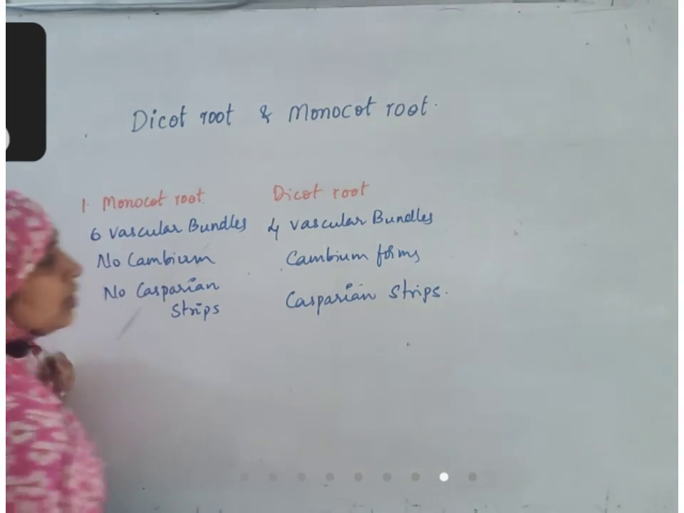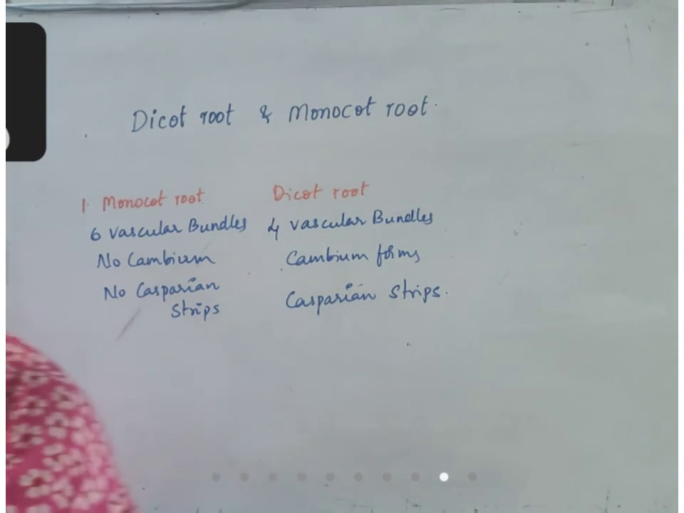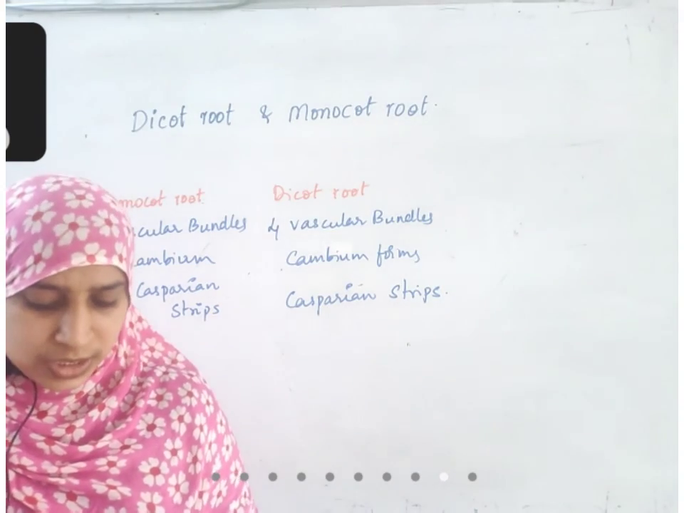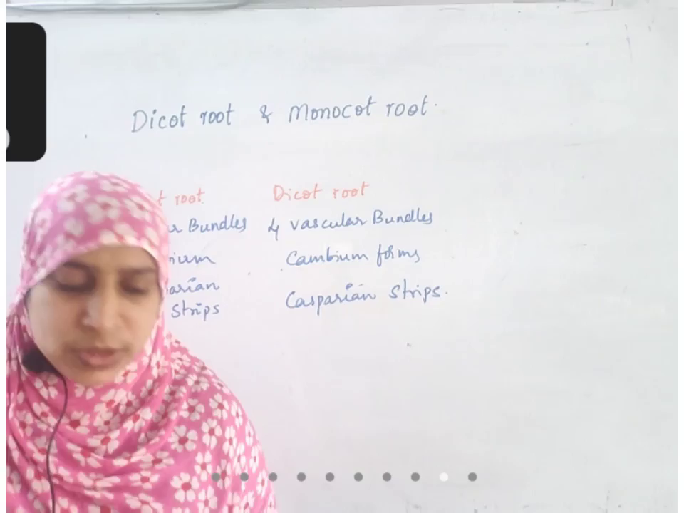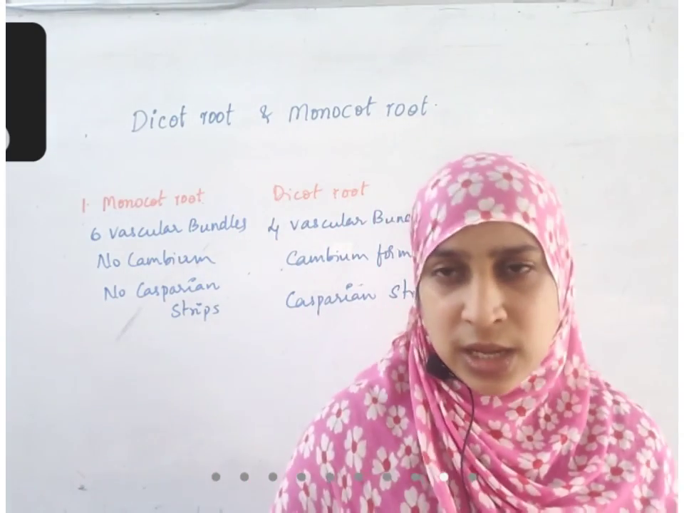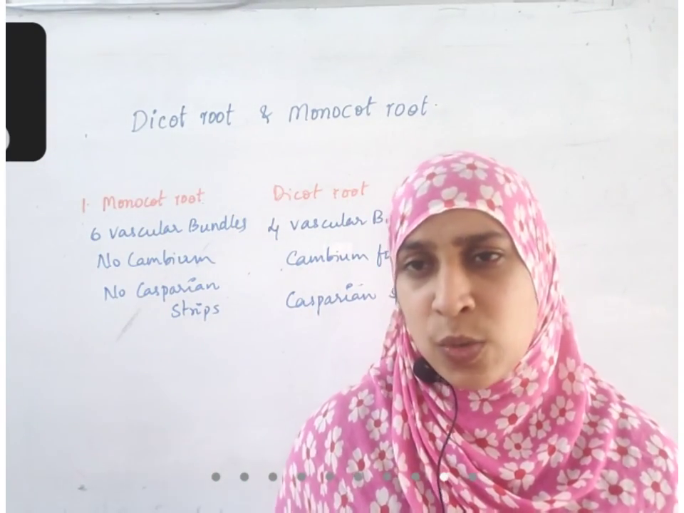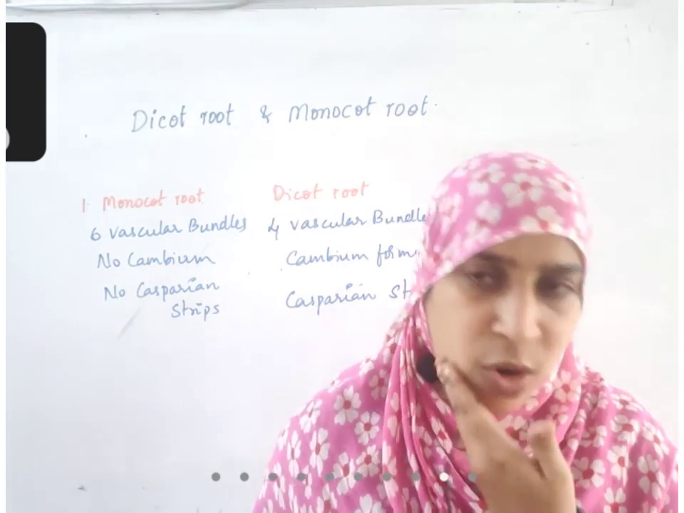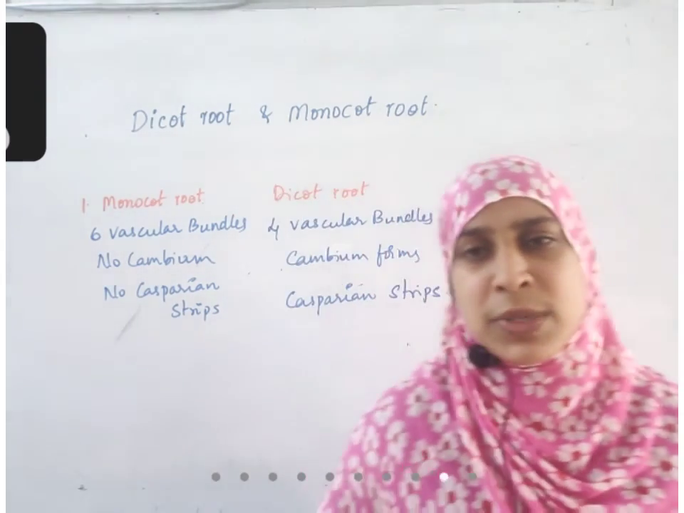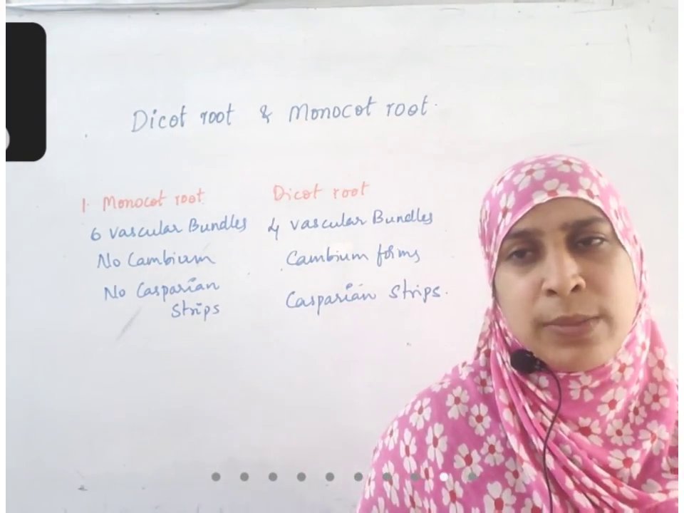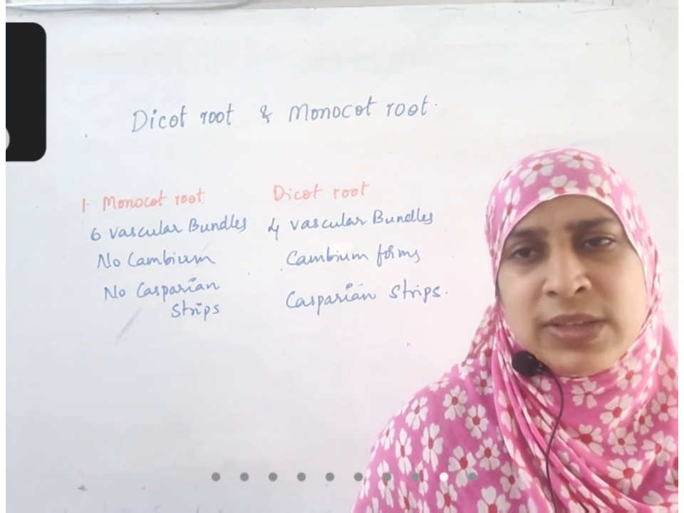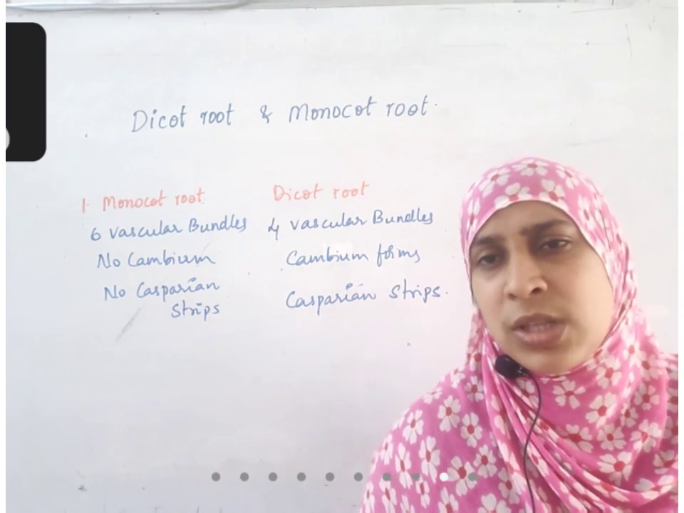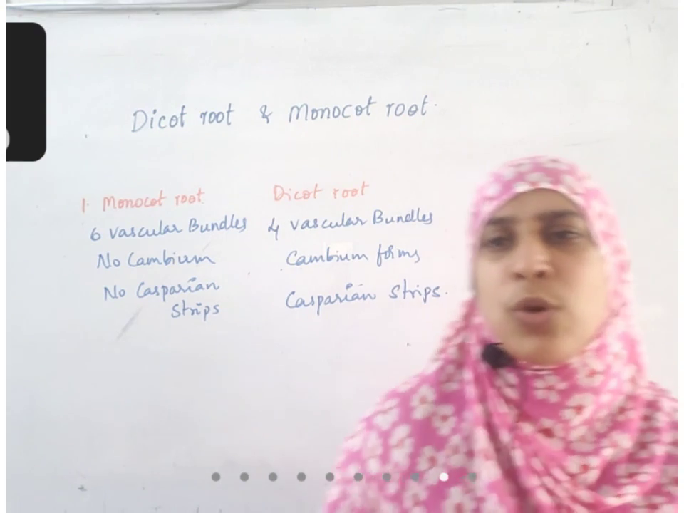There is no other difference between monocot root and dicot root. Whether it is a monocot root or a dicot root, the same sequence is present. That is, epidermis is present, lower layers are present, cortex, endodermis, pericycle, xylem, phloem. Everything is normal, whether it is a dicot or monocot. These are the 3 differences that we find between monocot root and dicot root.